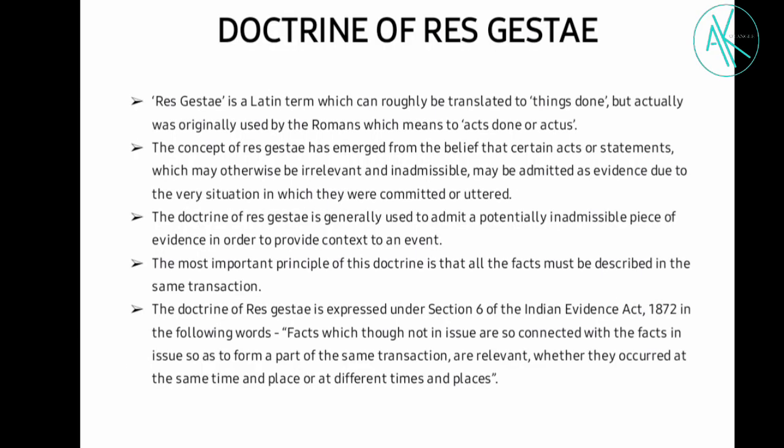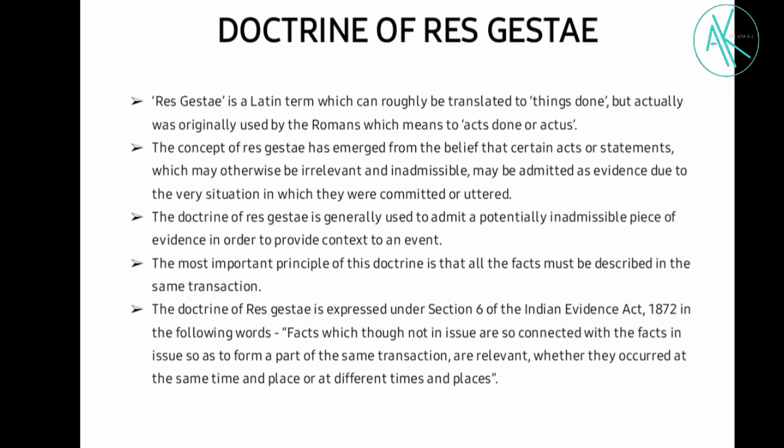Now coming to the doctrine of res gestae. Res gestae is a Latin term which can roughly be translated as things done, but was originally used by the Romans to mean acts done, or actus. The concept of res gestae has emerged from the belief that certain acts or statements which may otherwise be irrelevant and inadmissible may be admitted as evidence due to the very situation in which they were committed or uttered. The doctrine is generally used to admit potentially inadmissible pieces of evidence in order to provide context to an event. An important principle of this doctrine is that all the facts must be part of the same transaction.